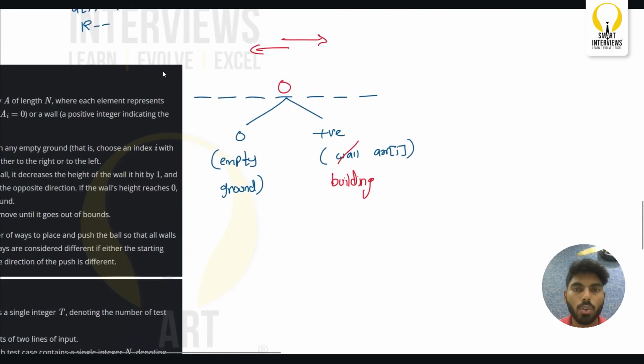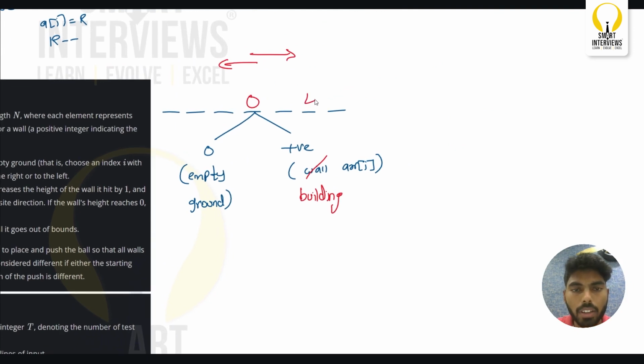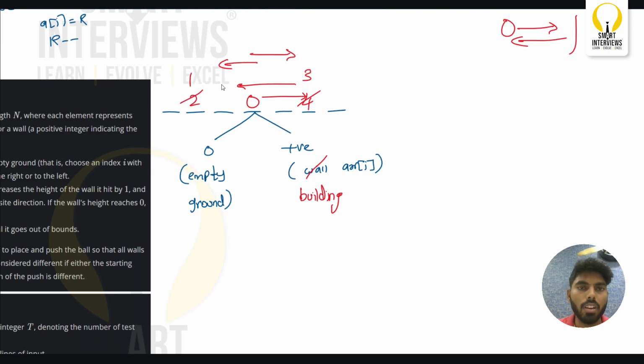Once I throw this ball to the right side, let's say here I have a building of 4 floors. The ball hits this building, and the number of floors in this building decreases by 1. Now, according to Newton's third law, for every action there is an equal and opposite reaction, which means once this ball touches this building, it goes back to the left side. Now assume there is one more building here. The ball hits this building, and its number of floors decreases by 1. Now again it goes to the right side.